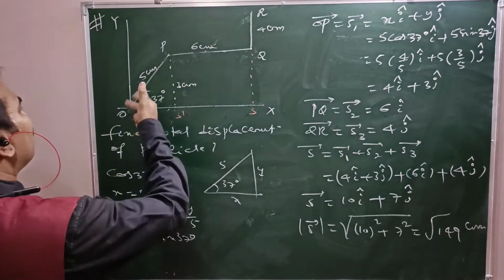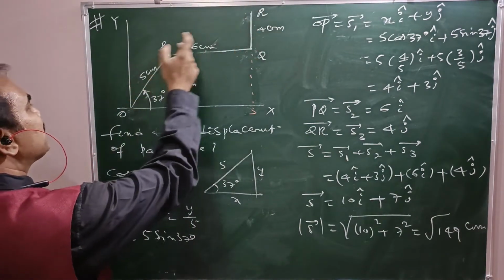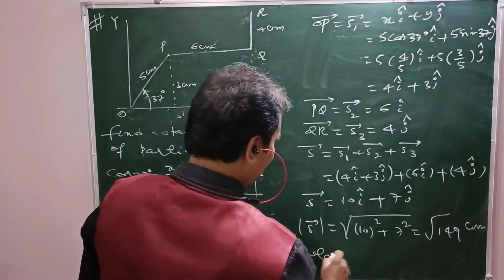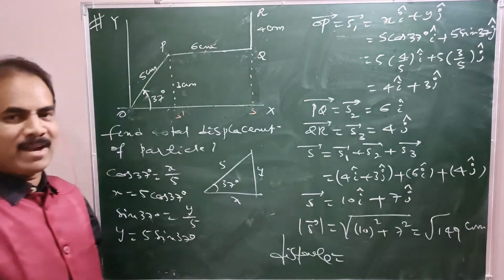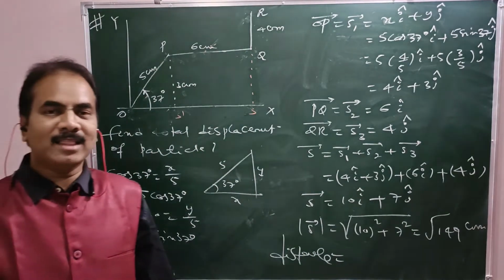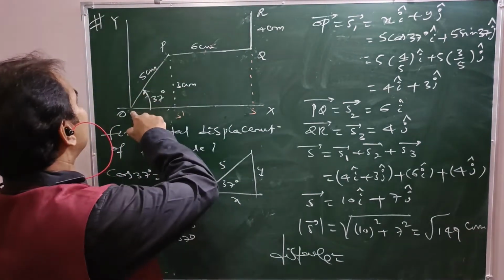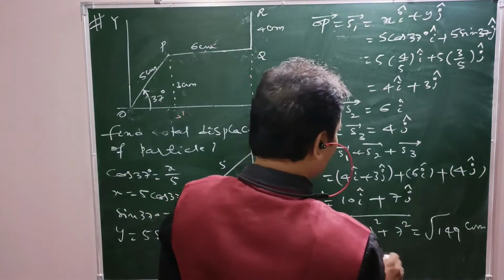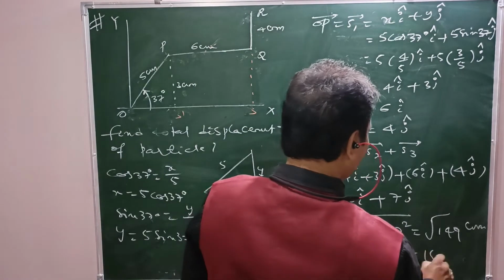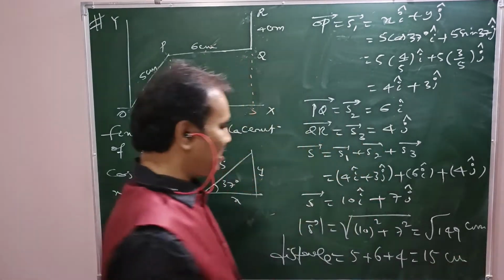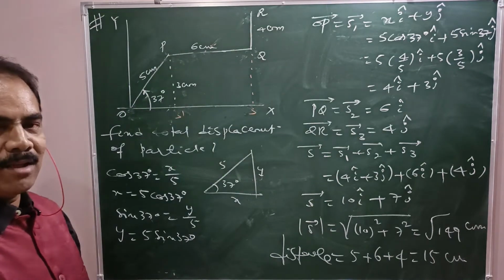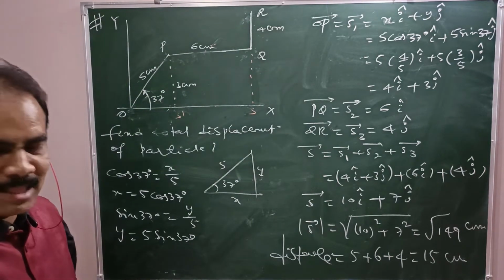Distance in the sense, add all the three segments, 5 plus 6 plus 4. Include all the segments to get the total length of the path. Total length of the path means 5 plus 6 plus 4, that is 15 centimeter. This is what distance is. We have to include each and every segment to get the total length of the path, right?